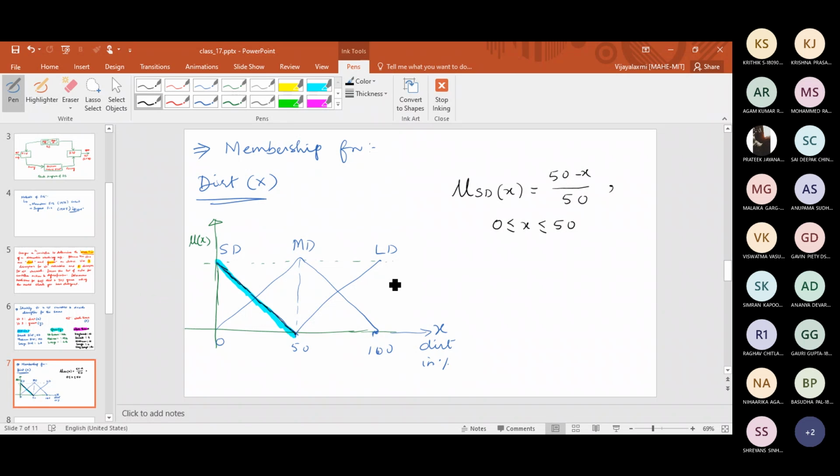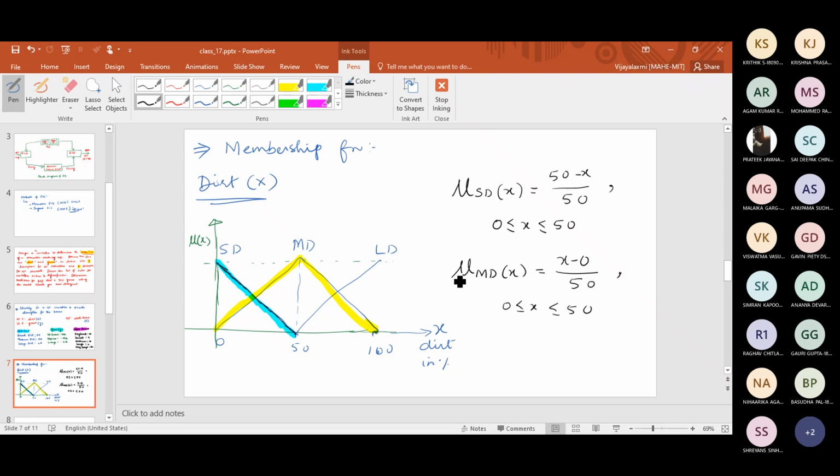This is one. Second one, I will write for mu MD. So mu MD of x is equal to, here I have two equations I'll be writing. One is this, the other one is this. So it will be x minus 0 divided by 50, if x is in between 0 to 50.